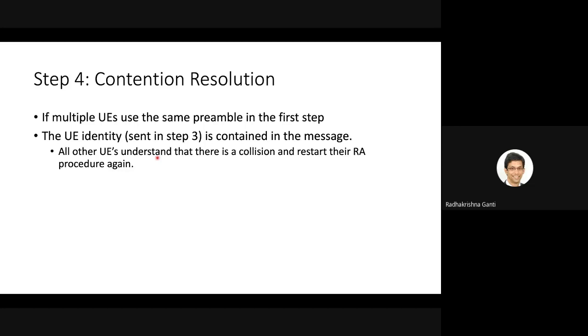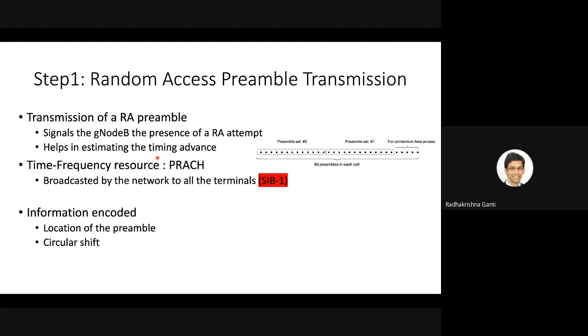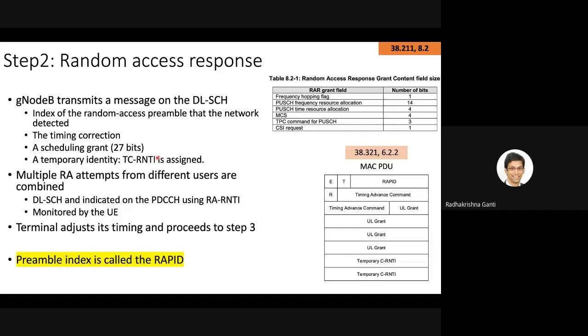Step 4 is called the contention resolution. This is mainly to identify if users have collided. So why does this happen? In step 1, if all the UEs have transmitted different orthogonal sequences or different base sequences, we are fine. But by bad luck, two users might have chosen the same time frequency grid and the same preamble index. The preamble index means circular shift and base sequence.